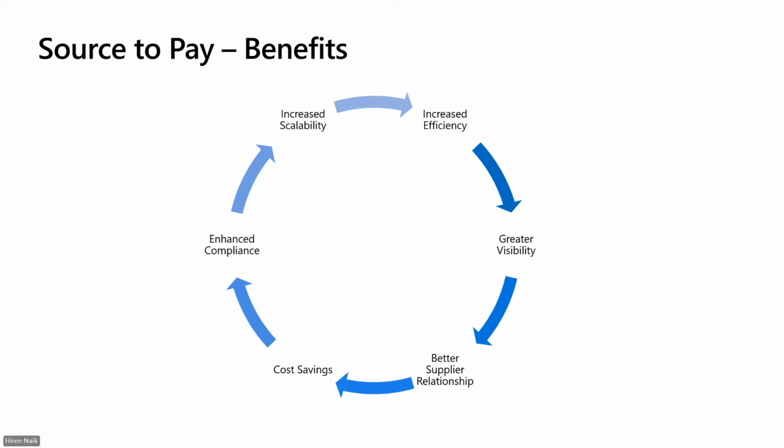Improve accuracy. Automated processes reduce the risk of human error, such as data entry mistakes or duplicate payments, leading to more accurate financial reporting and fewer accounting discrepancies. Greater visibility. The technology solution can provide real-time visibility into the status of purchase orders or payments, allowing users to track progress, identify bottlenecks, and resolve issues quickly.